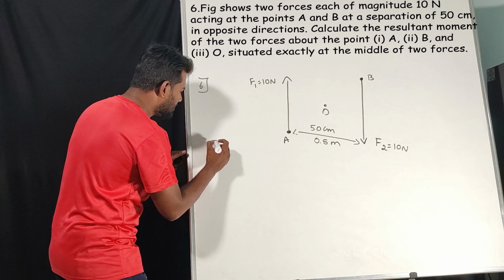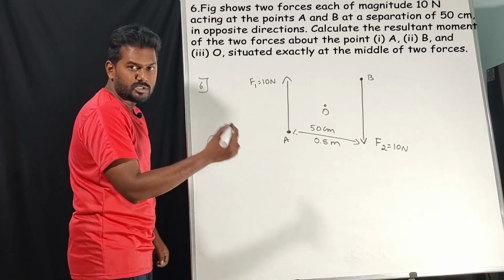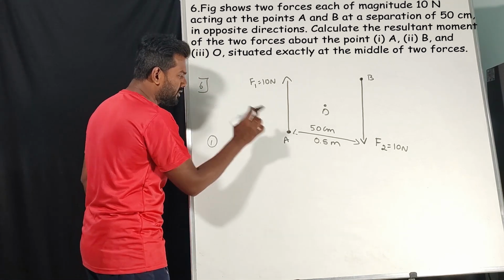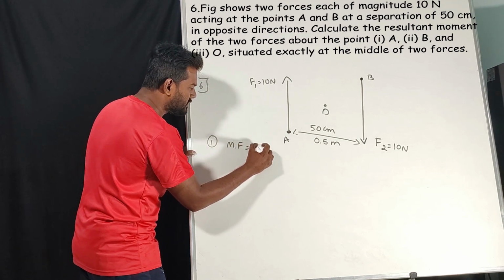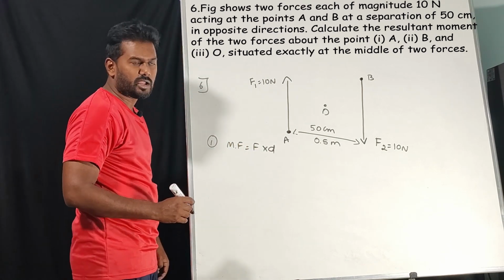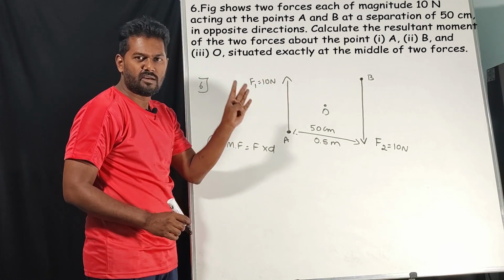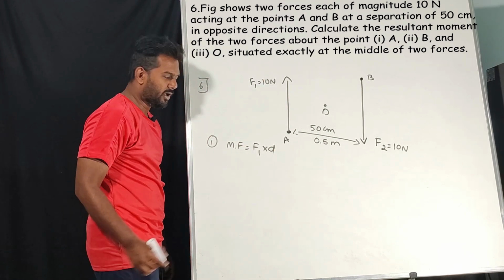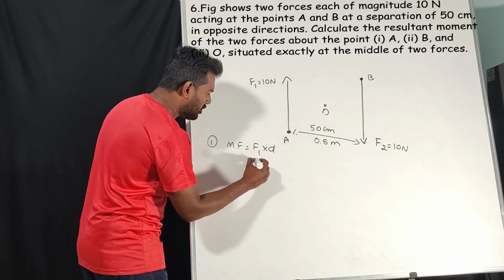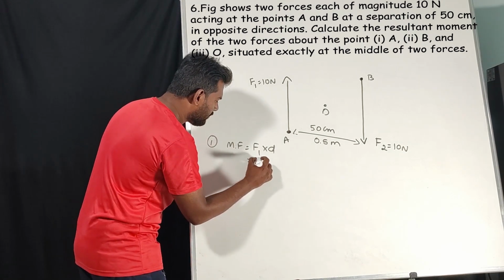Very simple. Listen. First one, the resultant moment of force about this point A. So here the moment of force formula is equal to force into distance. Which force are we talking about? Listen, in both the forces we have the same formula. We are talking about this point A. So this will become F1. So F1 is equal to 10 Newton.